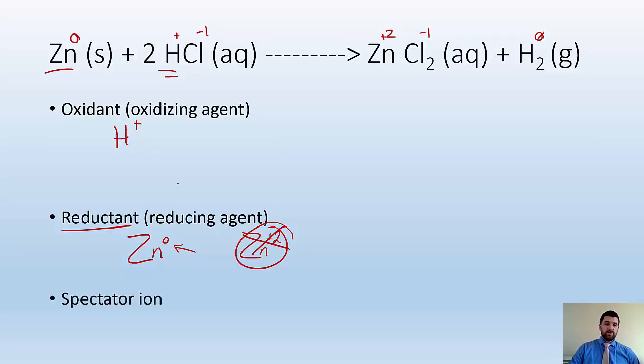Then we also have this thing called a spectator ion, which is going to be the chloride ion, because it is -1 before and it is -1 after. So it is just watching this reaction. It's not actually involved in any of the reaction.